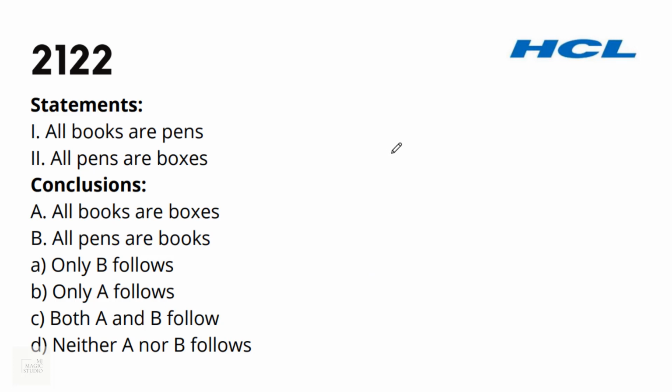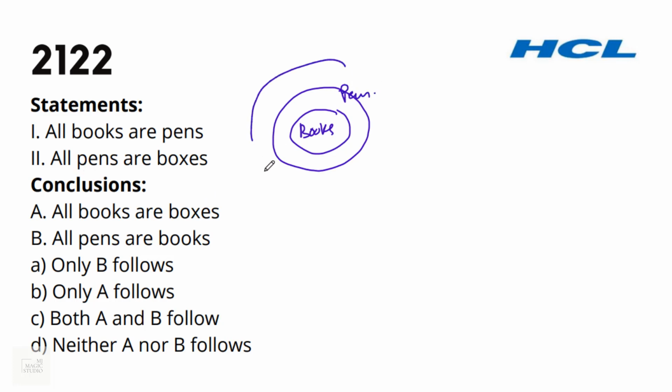Okay, a reasoning question from deductive logic, syllogisms, and I always use Venn diagrams to solve these kinds of questions. All books are pens. And all pens are boxes. Wonderful. Now conclusion, all books are boxes. Yes, all books are pens and all pens are boxes, then all books are boxes.